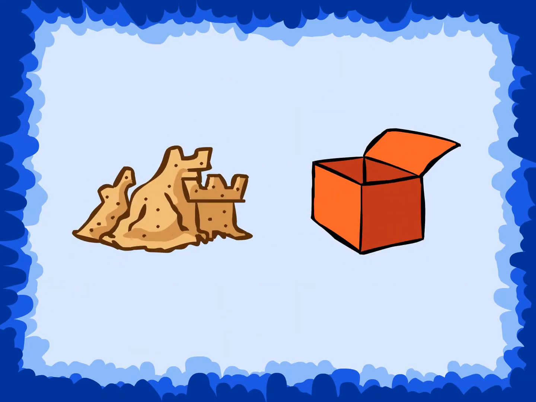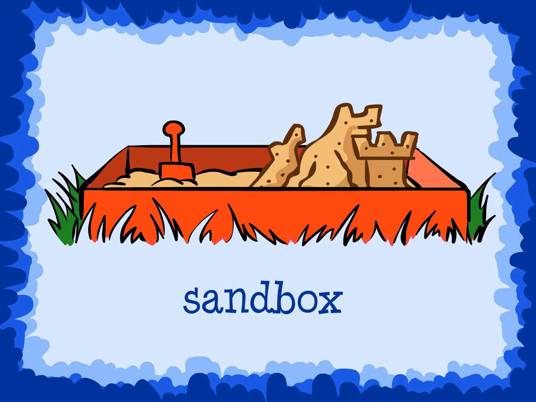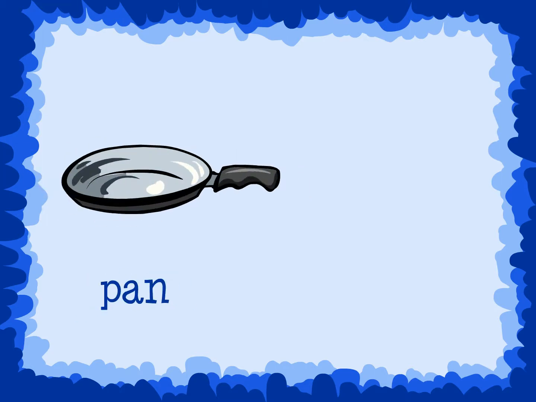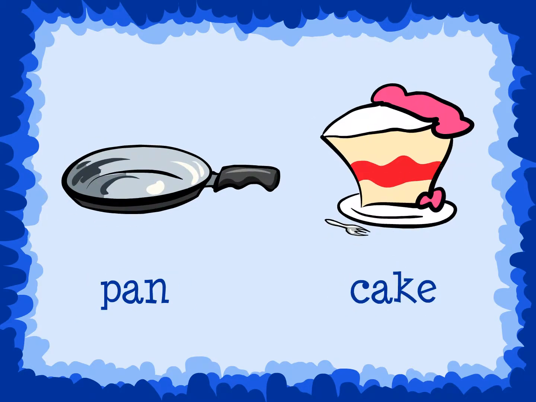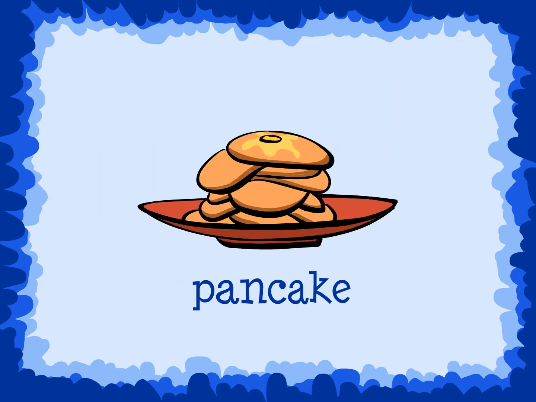Here are some pictures. See if you can figure out the compound word. Here's a picture of sand, and here's a picture of box. What compound word do you get with the word sand and the word box? That's right, the new compound word is sandbox. Let's try one more. What compound word would you get if you had the word pan and the word cake? That's right, the new word is pancake.